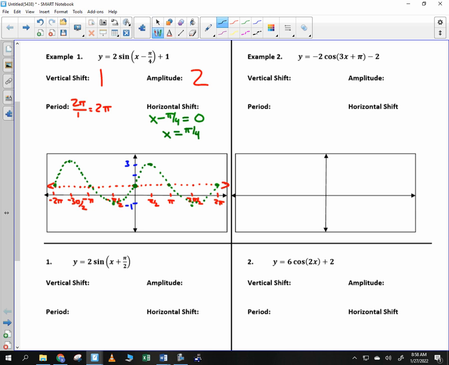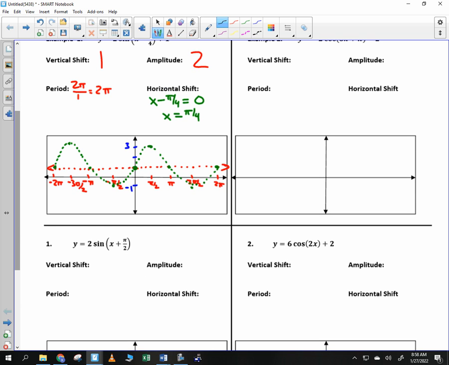How much is pi over 4 compared to a tick mark? It's half of a tick mark. So I'm going to take each one of these and move them to the right. Half of a tick mark.